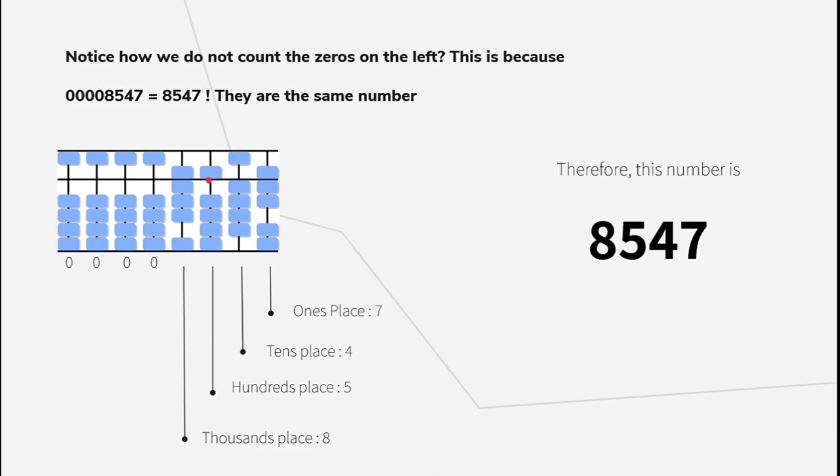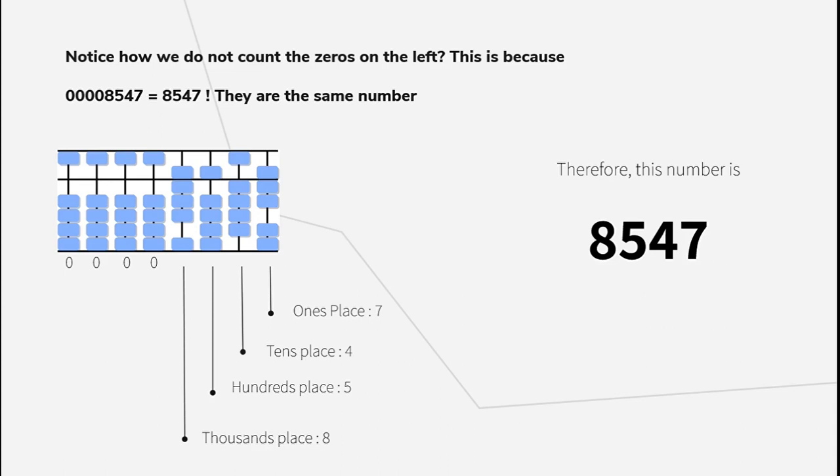In the tens place, we have a 4. 1, 2, 3, 4 1 bits gives us a number 4. Lastly, in the ones column or the ones place, there is a 7. One 5 bead and two 1 beads gives us a value of 7. Therefore, the number is 8547. You can refer back to the previous slides to revise the topic on counting numbers from 1 to 9.